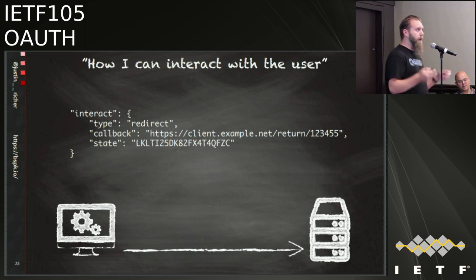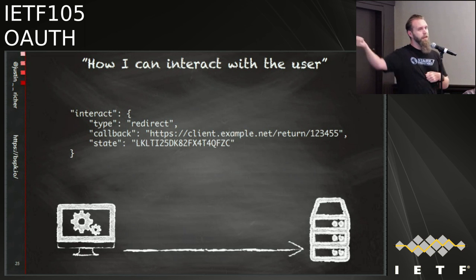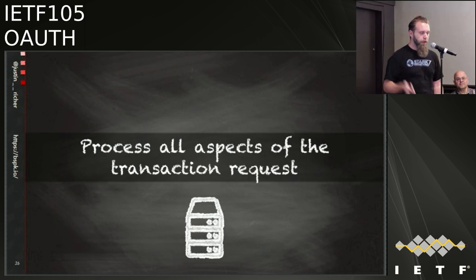And finally, we need to be able to describe to the AS how the client can interact with the user. So this is where we bridge to that front channel. There are two parts to it, and it's basically how can I get the user there and how can I get the user back. In this particular example, I'm saying I can send the user to an arbitrary URL, and when I get them back, I'm going to be doing a redirect to a URI that I host, the canonical auth code flow.